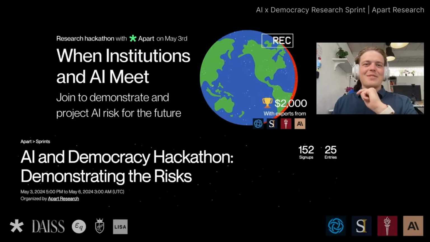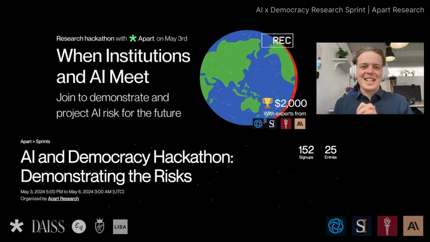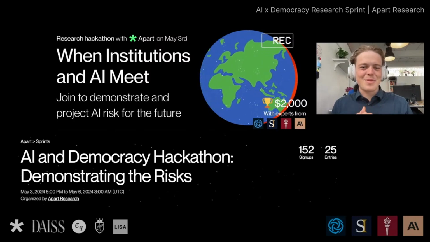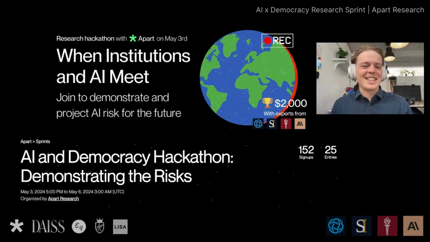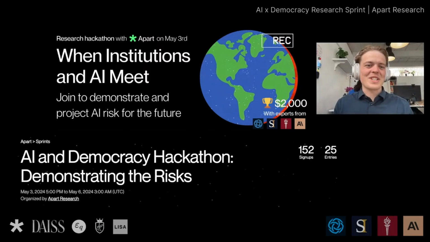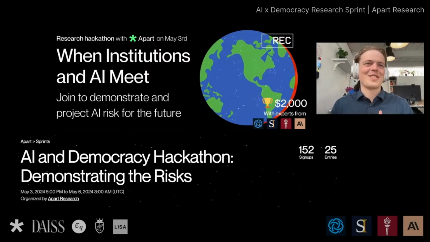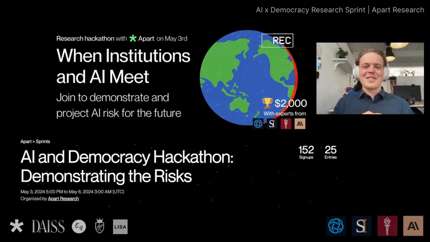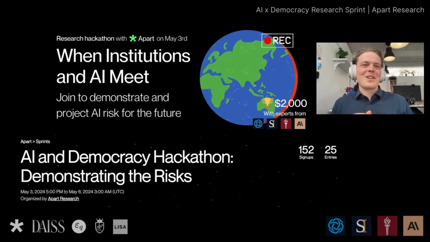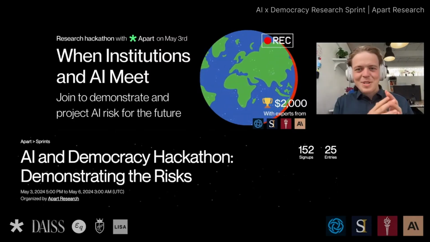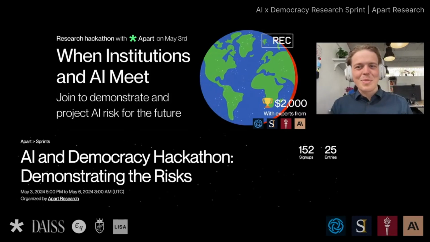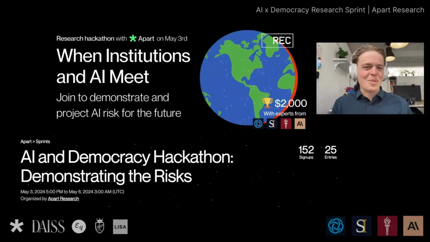Right, welcome everyone to this wonderful lightning talks, where we have some of the top four projects giving an overview of their project, a short presentation, a so-called lightning talk. And of course, this is for the AI and Democracy Hackathon, where we spent a weekend trying to demonstrate and find solutions to major risks to democracy from AI.